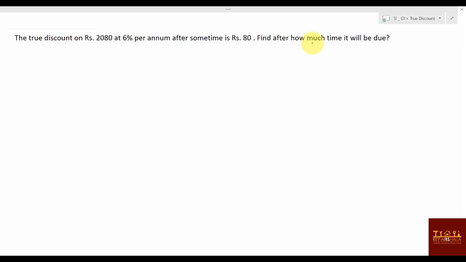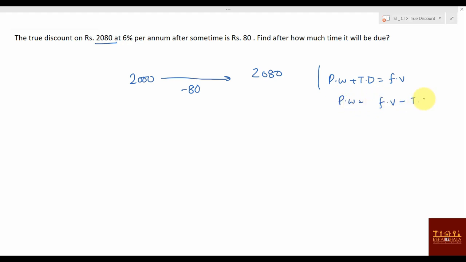Let's check another question. The true discount on rupees 2080. What is this 2080? You can say this is your face value, right? Face value at 6% per annum, and your true discount is 80. If your true discount is 80, then your present worth will be 2000 rupees. What do you know? Present worth plus true discount is your face value. So present worth will be face value minus true discount, 2080 minus 80.